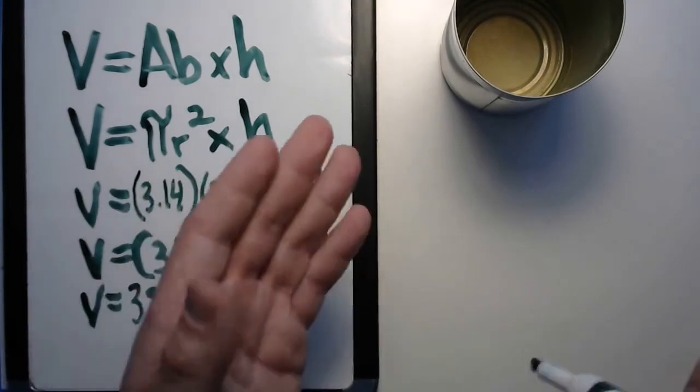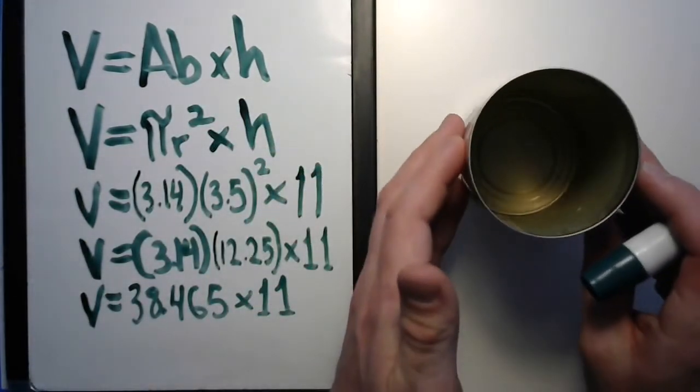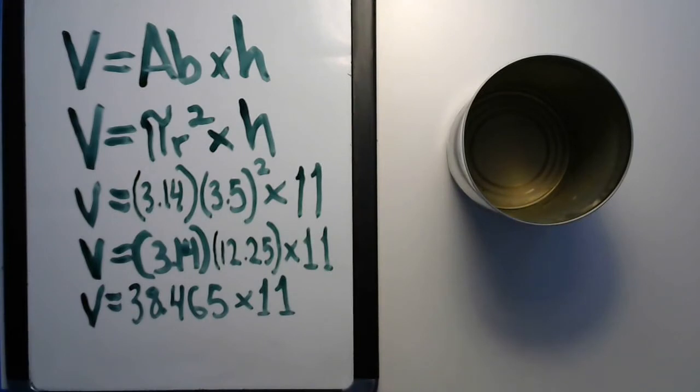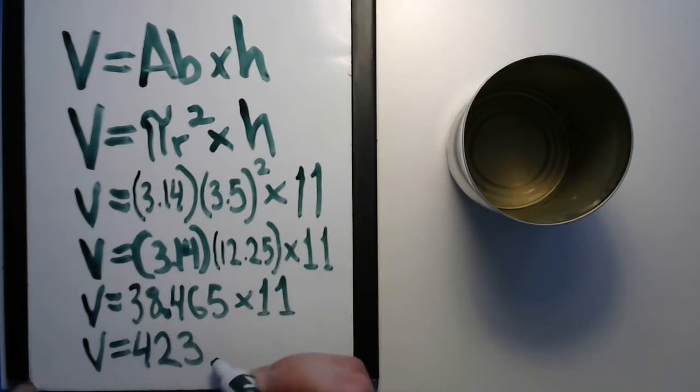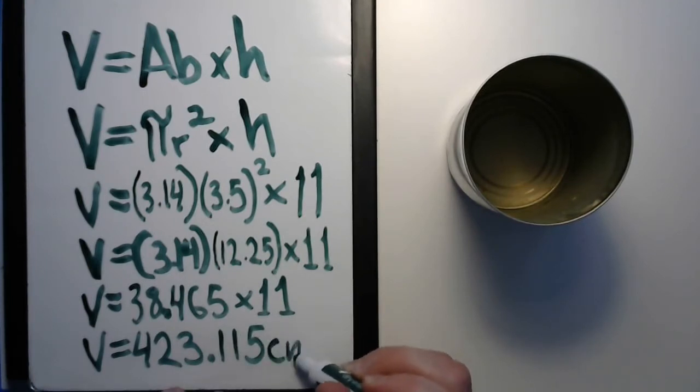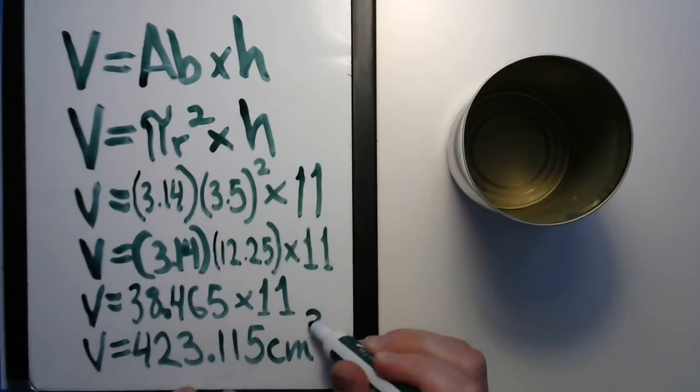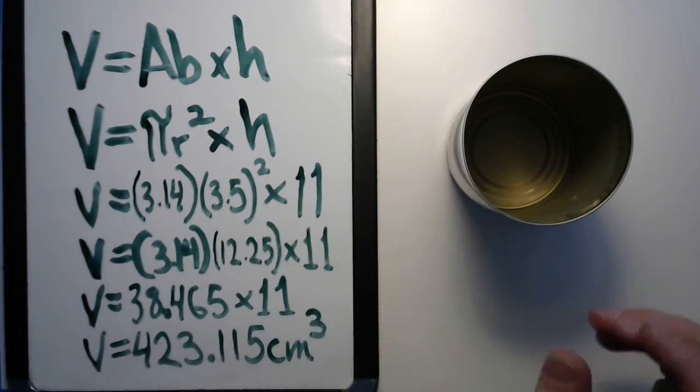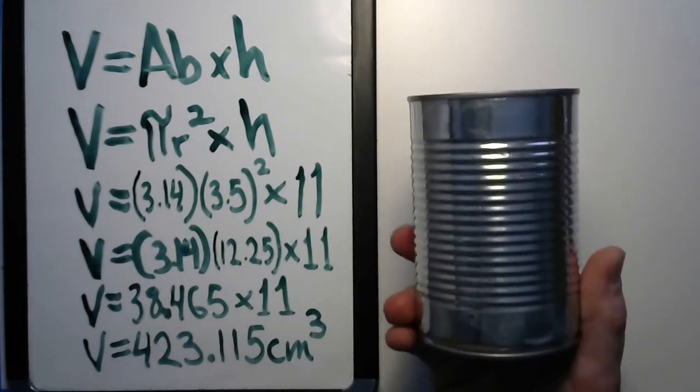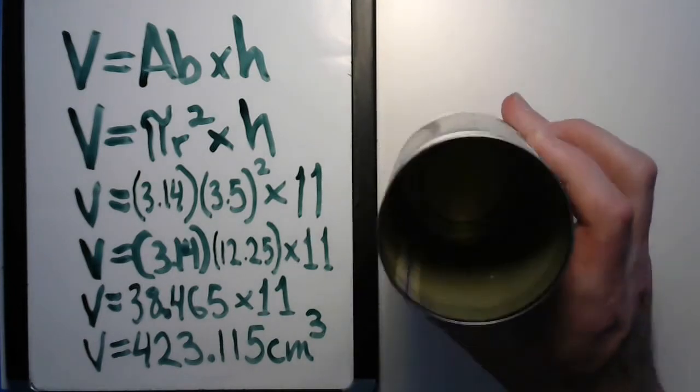by 11, and then we should have the volume of this can. Like how much soup we could pour into it, right? Okay, 38.465 times 11. All right, the volume of this can is equal to 423 and 115 thousandths centimeters cubed. I could fit 423.115 cubic centimeters in this can.